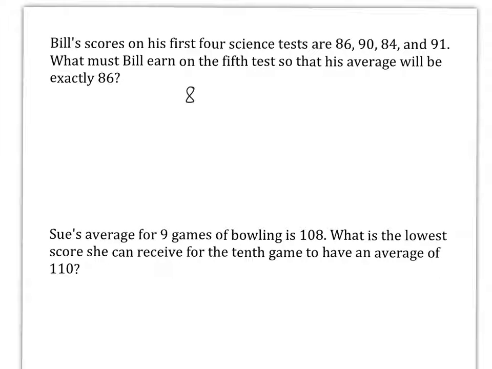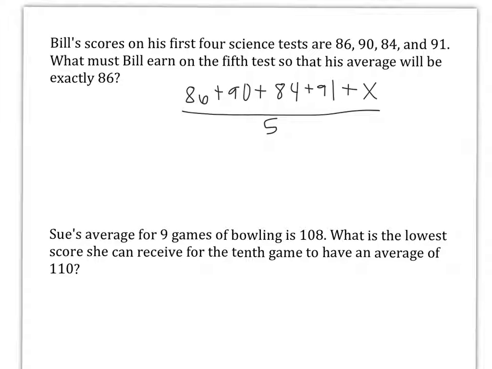He's gotten an 86 plus a 90 plus an 84 plus a 91. And then we know he's going to take a 5th test. I'm going to call that X, but we don't know what his score has to be. We have to figure that out. And then the average means we have to divide by the number of items, or the number of tests he's taking, and he will eventually take 5 when he takes that last 5th test.